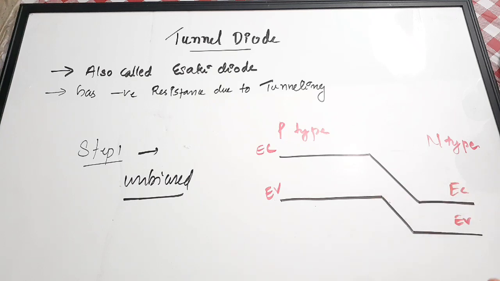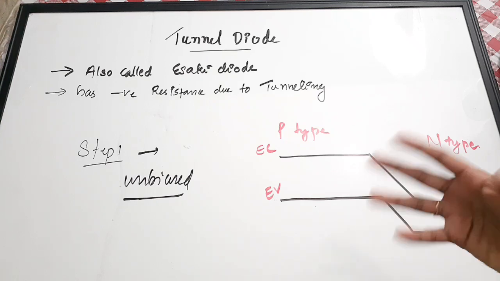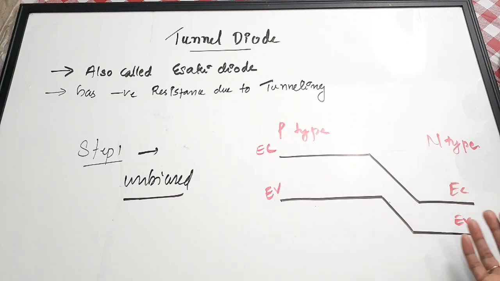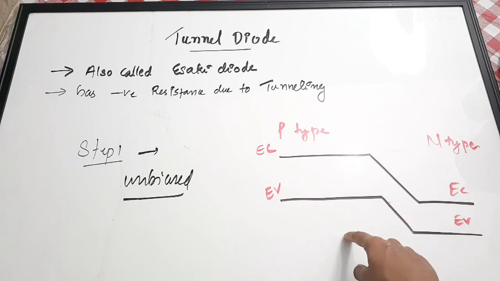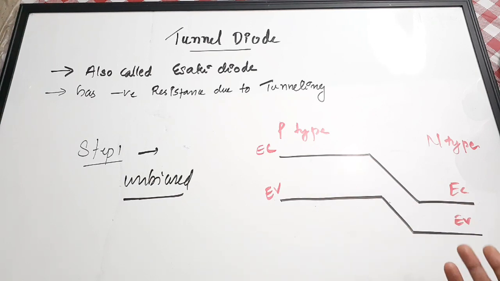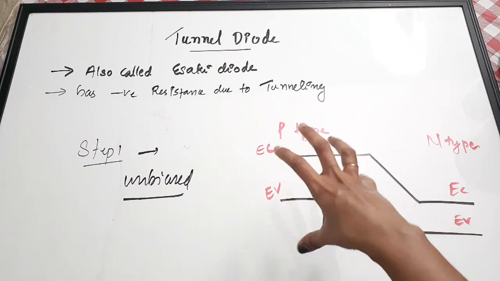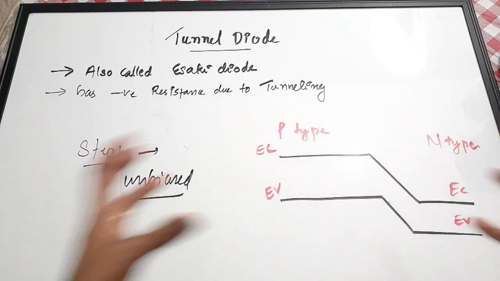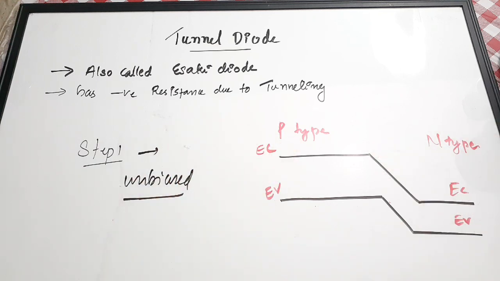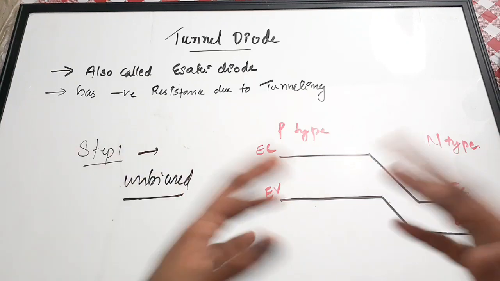voltage or any bias, some electrons will tunnel from the conduction band of the n region to the valence band of the p region. Also, some holes will tunnel from the valence band to the conduction band. So this tunneling process happens. Just keep in mind that we have not applied any voltage here, but even so, the tunneling of electrons and holes happens to the opposite side.